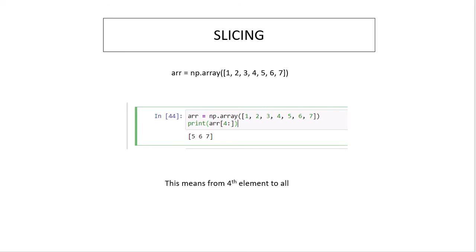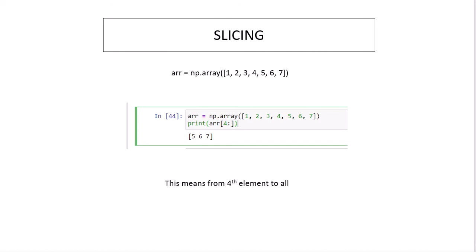It's very simple. So suppose instead of 4 colon, I had written 4 colon 6. That means I'm referring to 6 elements starting from the fourth index. In that case, my result is going to be 5, 6. It's very simple. But what if you see that array from -4 to all?